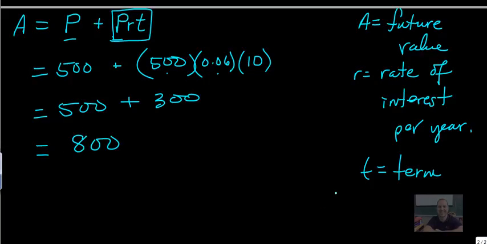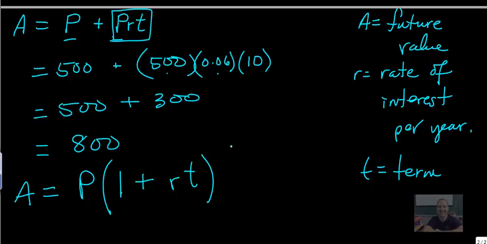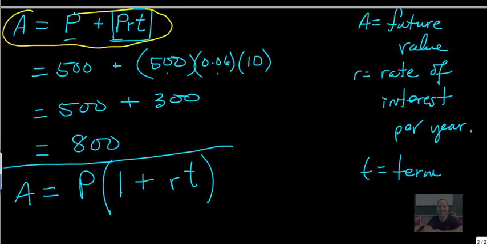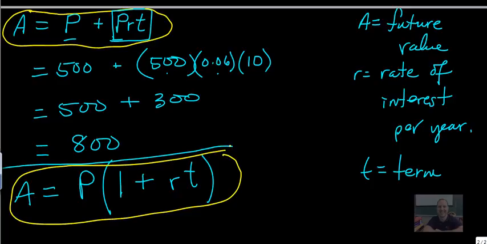Okay? Another way you could write this is A equals, and you could just have the principal in one spot, and then, because if we divide this P out, it's going to be then 1 plus R times T. So this is another way of looking at it. Both of these are equally the same, and you can use either one. But maybe you like this better.